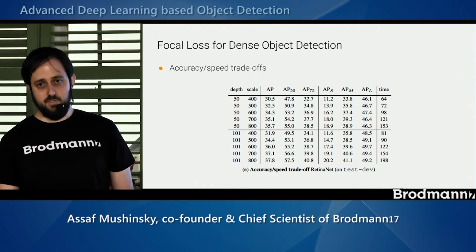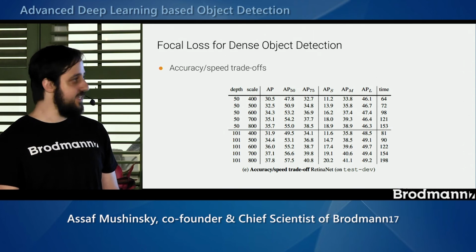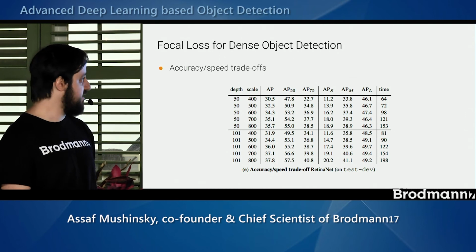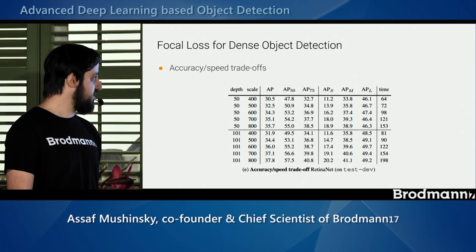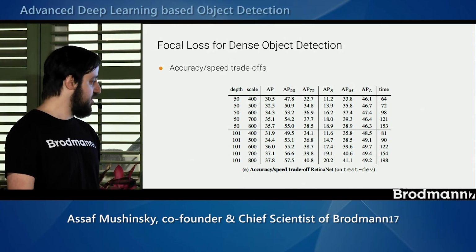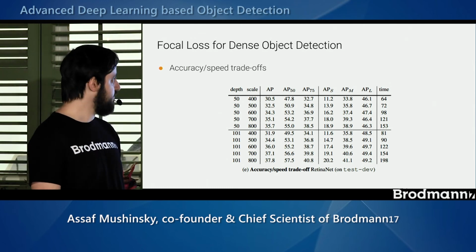So again, here is a good example of how you can take your network and get different speed-accuracy trade-offs. You can take a different network, ResNet 50 or ResNet 101 in this example. You can take different scales, and you get different levels of accuracy. Of course, the deeper the network and the larger the input, the more accurate it is, but it's also slower.